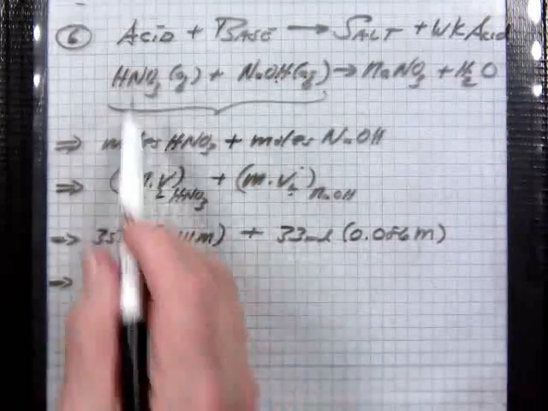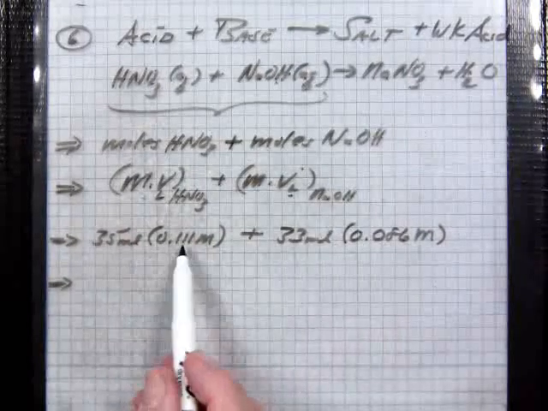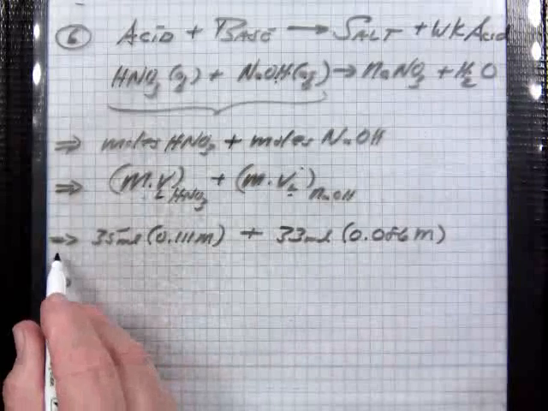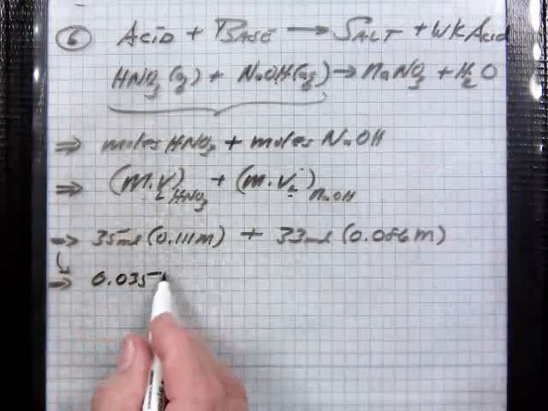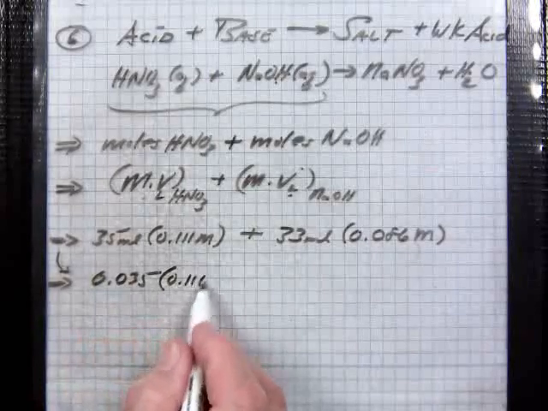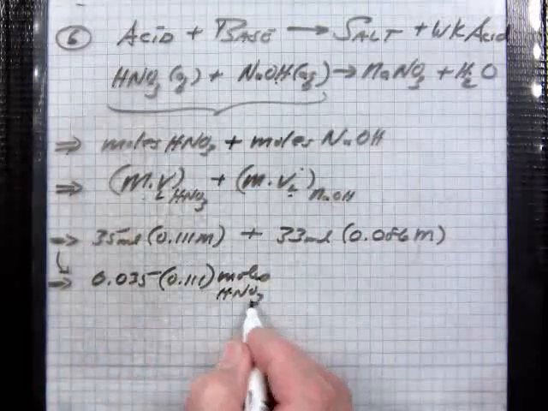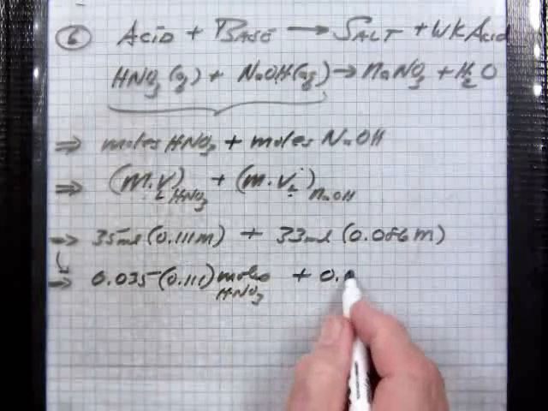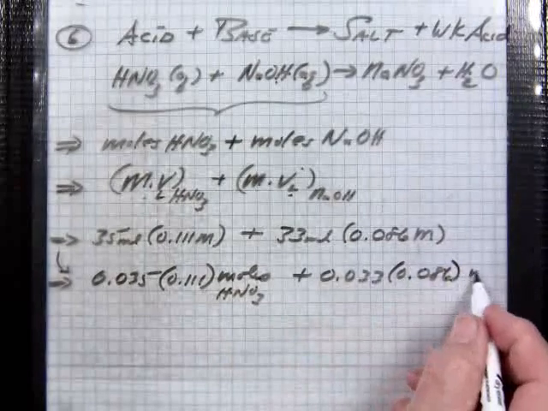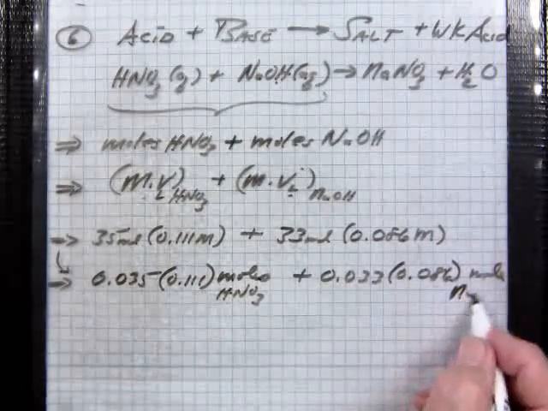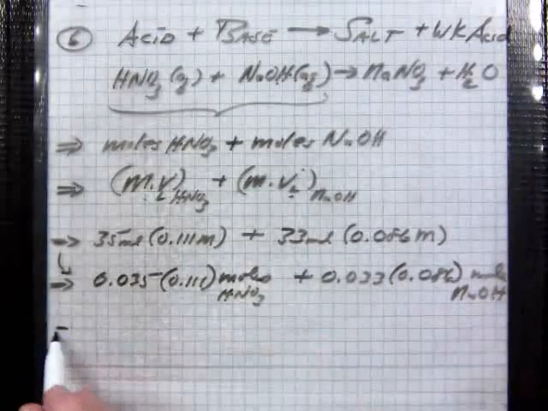Now, in this, I need to convert these to moles. Well, molarity times volume in liters. This is what I'm talking about, protocol. Convert this to liters: 0.035 liters times 0.111 molar is moles of the HNO3 you're reacting with 0.033 times 0.086 mole of the sodium hydroxide. Right there. So you're going to get a number, which is your mole.